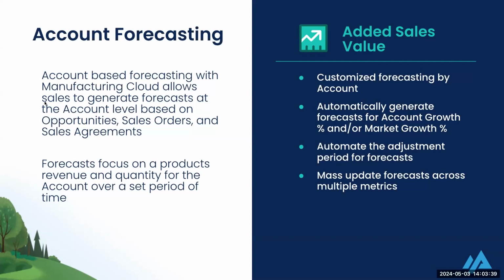And that's kind of it. That's how we're getting our actuals. And like I said, it focuses on product revenue. We can also set it up for quantity for a specific account over a set period of time.